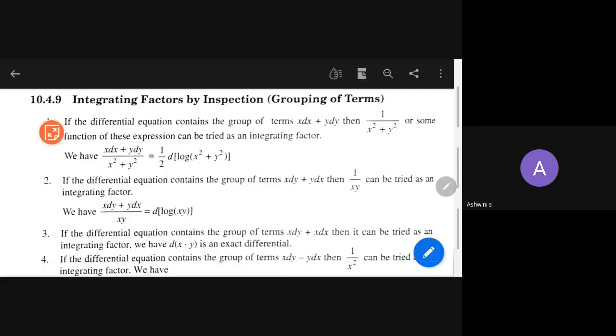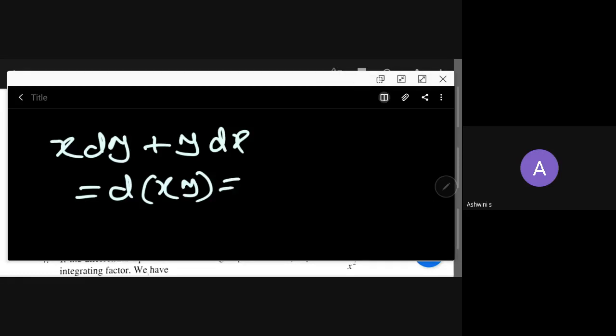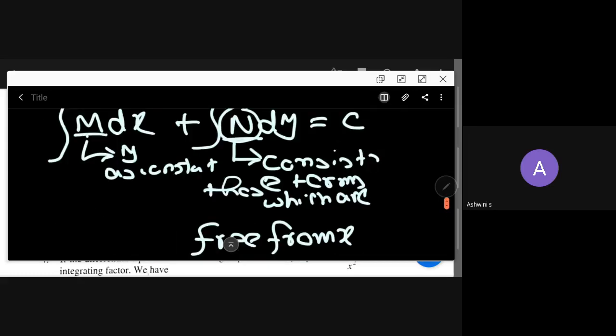See, for example, you look at the second rule, x dy plus y dx. Suppose you have only x dy plus y dx. Grouping of terms is what I am telling. So this can be written as d(xy). Why? Because how do you write d(xy)? f of xy is, here I told, see, total differential means.